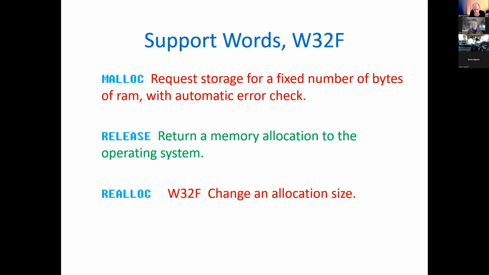Now, Win32Forth has taken those words and simplified them where the error check is already built in. So allocate, MALLOC, does the same thing as allocate, but it will automatically give the throw an error if there's an error flag. So these would go into your applications unless you want to do your own specific error recovery. Release, same way, it will release the allocation, and reallocate will change the allocation size.